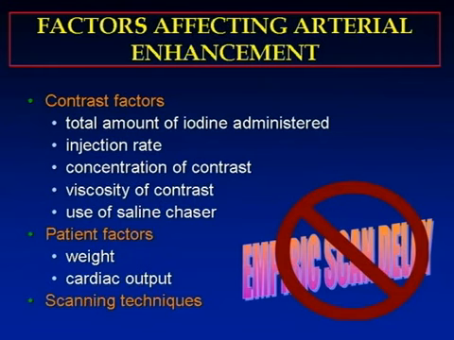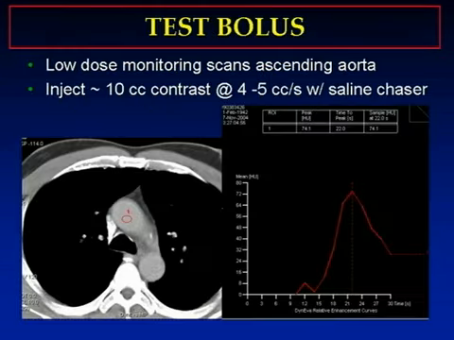So there are many factors that affect arterial enhancement, including contrast factors such as the total amount of contrast administered, the injection rate, the concentration of the contrast, the viscosity of the contrast, and whether or not you're using a saline chaser. There are also many patient factors, including their weight and their cardiac output, and then their scanning techniques. So what should become readily apparent is that you can't use an empiric scan delay to image these patients. So there are two ways that you can identify what your scan delay should be.